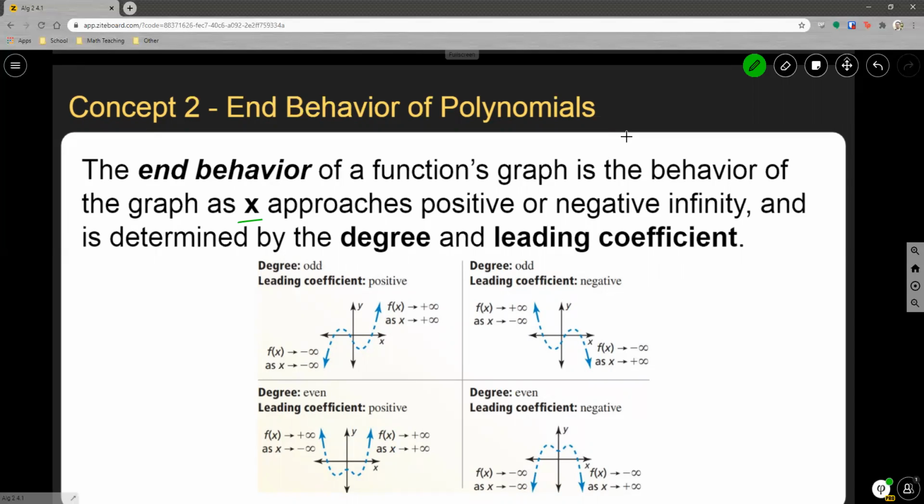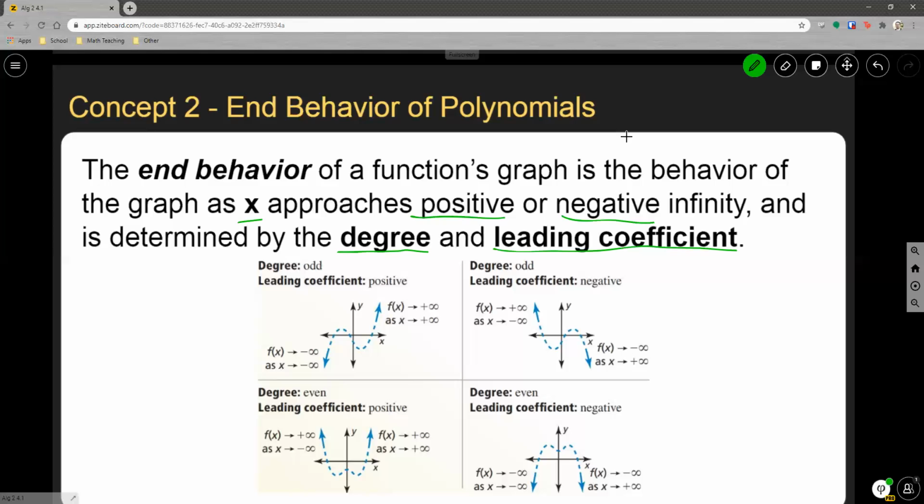So in other words, x is going either way to the right for positive infinity or way to the left for negative infinity. And all of that can be determined by the two values that are in the very first term of our polynomial, the degree and the leading coefficient. And when we talk about end behavior, we're talking about what the f of x value is doing. So x is going either way out to the left or way out to the right, but then the f of x, the output value, is either going to be going up or down. That's the behavior that's going to be happening.